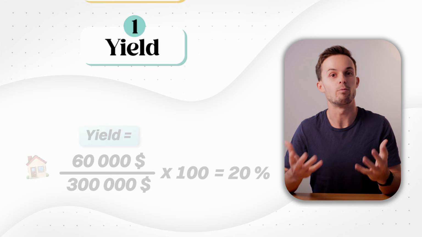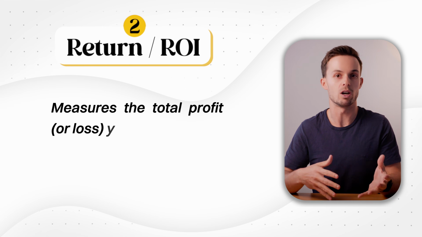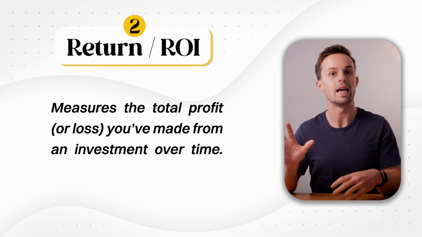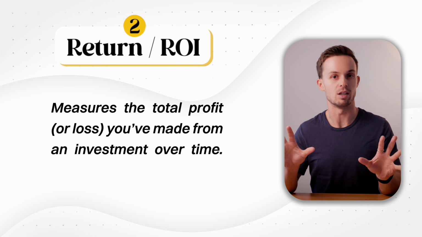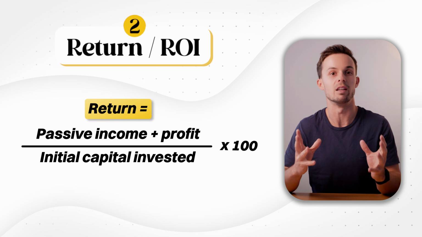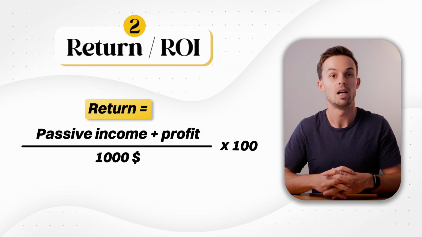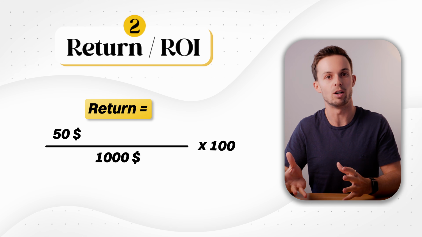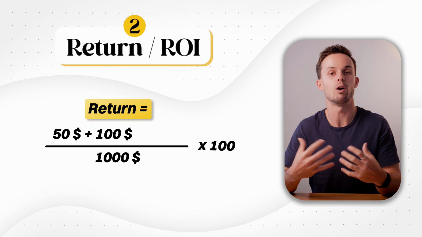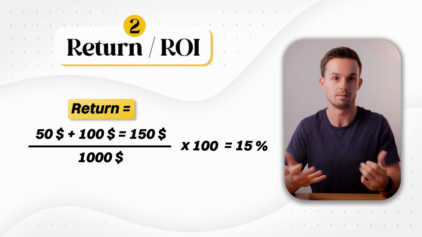Now, let's talk about return or ROI. The ROI measures the total profit or loss you've made from an investment over time. It includes both the passive income you've earned and any change in the value of the investment itself. It tells you how much you've gained or lost overall compared to what you originally invested. For example, let's say you buy an asset for $1,000. After 1 year, it earns you $50 in income and you sell it for $1,100. That's a total profit of $150. So your ROI or return is 15%.